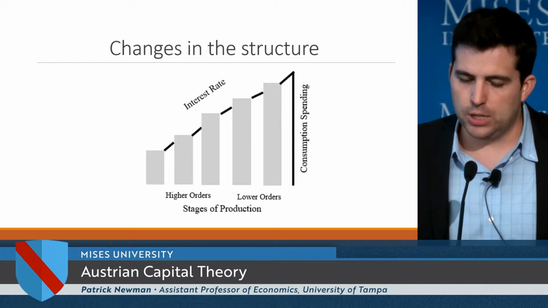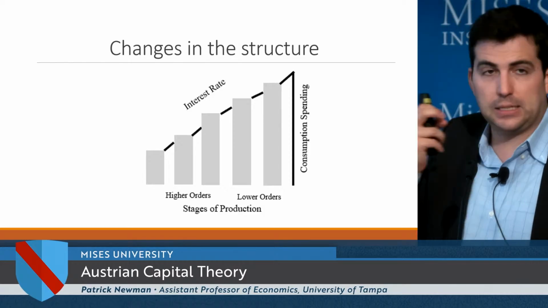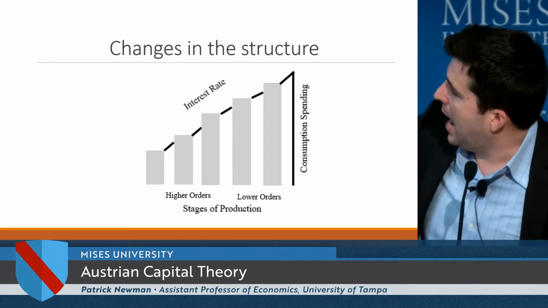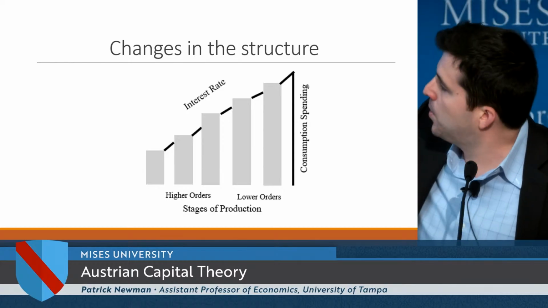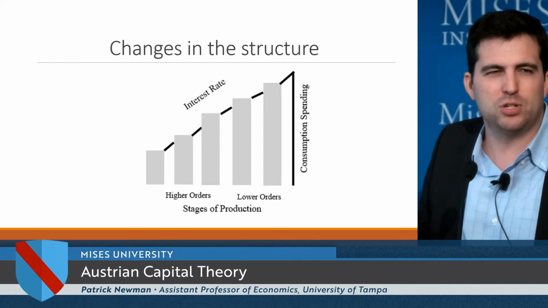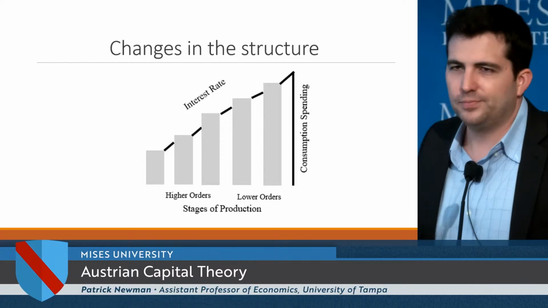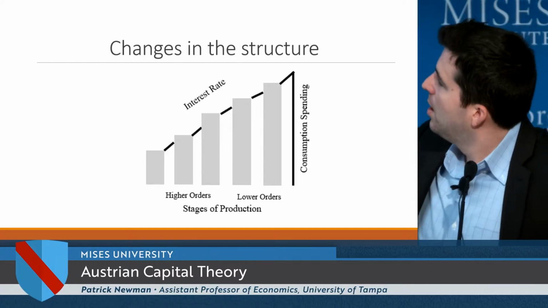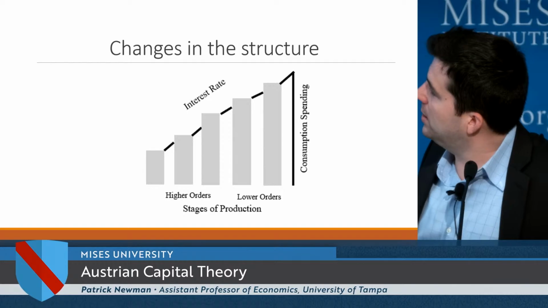Okay, so let's look at the structure of production. This is basically the same diagram I have from before. I've just replaced those numbers with higher order and lower order. Again, it's relative. Relative, we're all friends here. All right, so you have this structure of production.